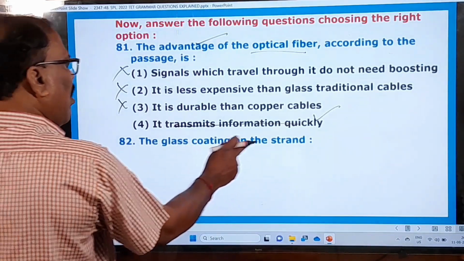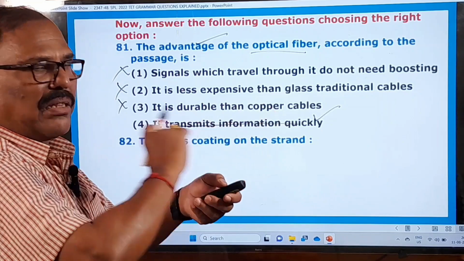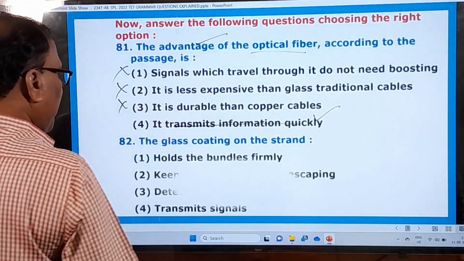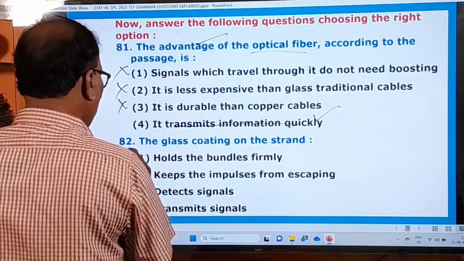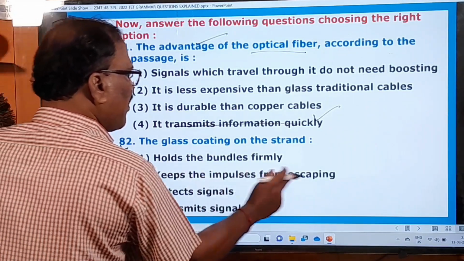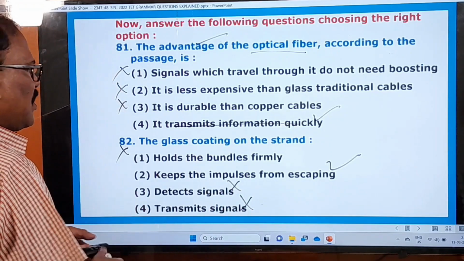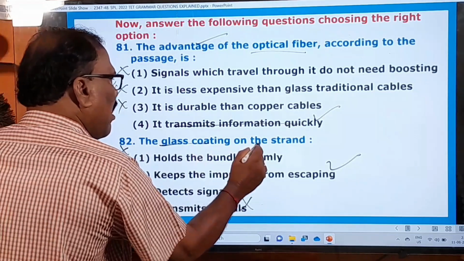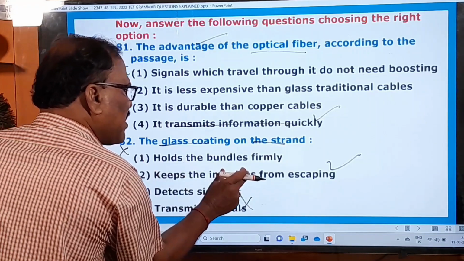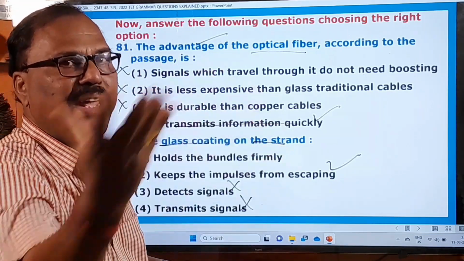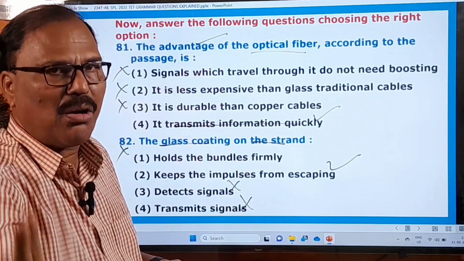The glass coating on the strand, meaning on the wire, glass coating is there. Why is that glass coating? Holds the bundles firmly. No. Keeps the impulses from escaping. Right. Detect signals. No. This is transmit signals. Here this glass coating on the strand is to keep the impulses from escaping. In the passage it is given as straying. Straying means going out, escaping.